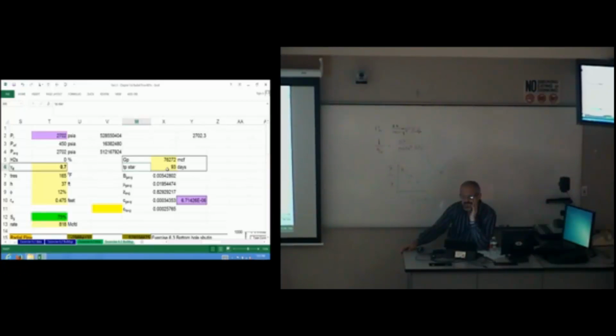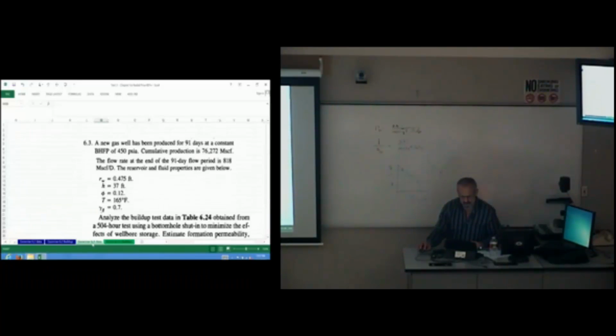I'm still a little bit confused, because you just said we have to use the actual time of production, right? Oh, I thought you were, we don't know what that is. It says produced for 91 days. Oh, no. But weren't we given the cumulative production? And weren't we told that it was produced at constant bottom hole pressure? Yes. At constant bottom hole pressure.